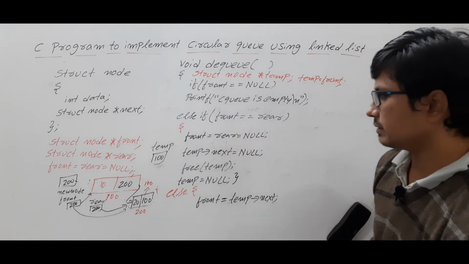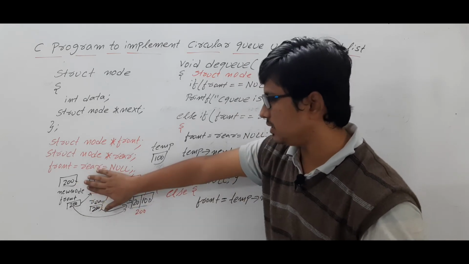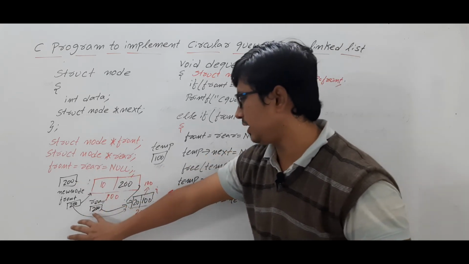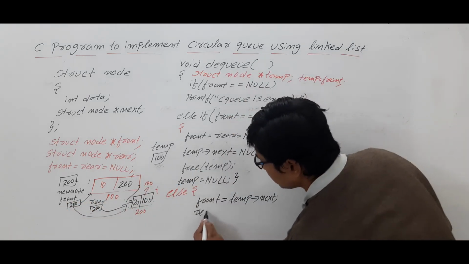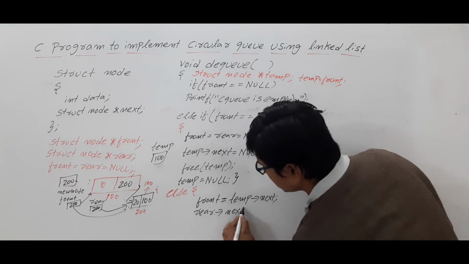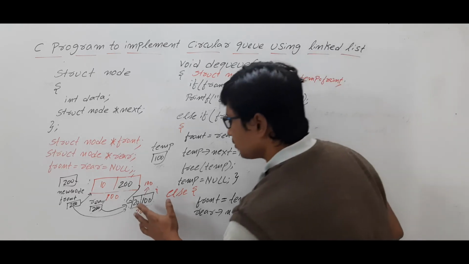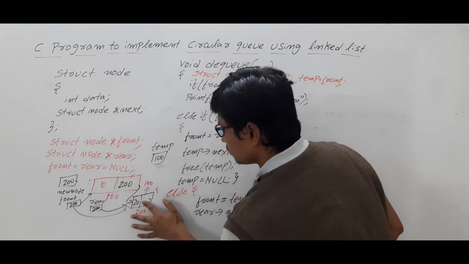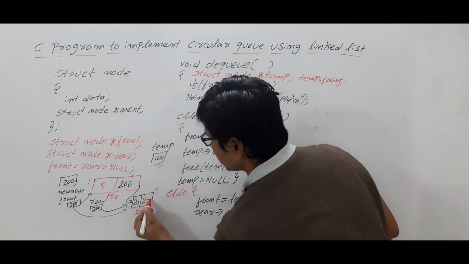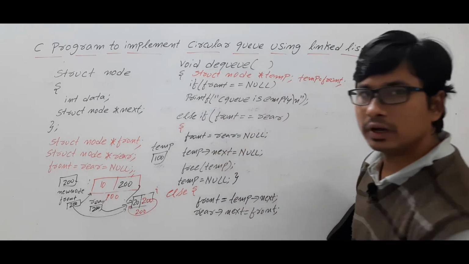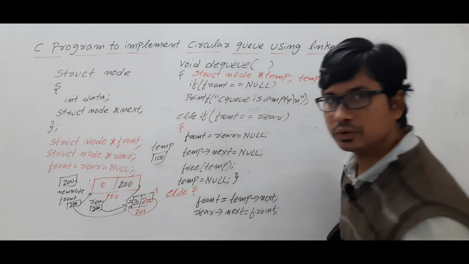Now look at this one. This is the last node now, because if you delete this one, this is the last node. So what you have to write? Rear of next is equal to front. This is the next step you have to write. Now rear of next, this one is front. So here you will get the address as 200. So this node is pointing to this node only, but still this node is also pointing to this node.